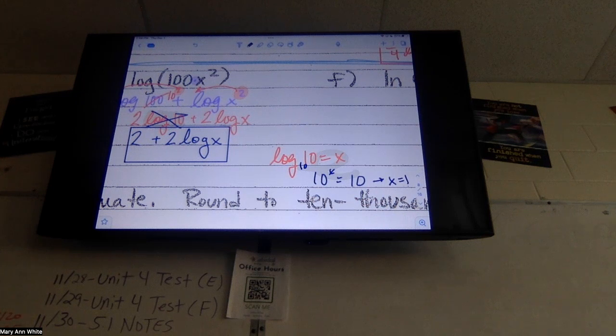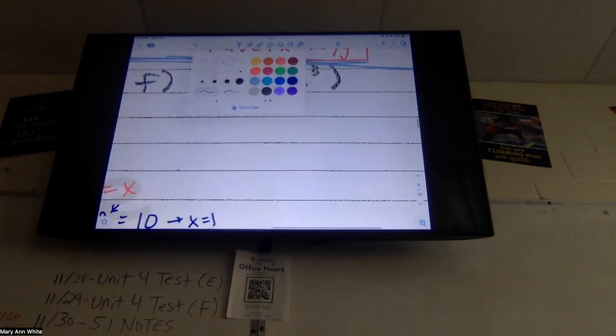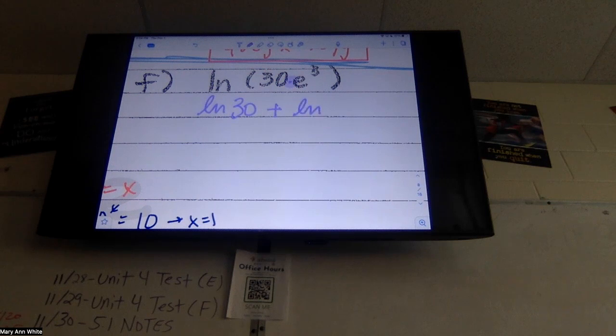Log base 10 of 10 is the same thing as 1. We're going to see something super similar in the next one, okay? I've got another multiplying problem. So I'm going to separate that with a plus sign. So I'm going to say ln of 30 plus ln of e to the third.